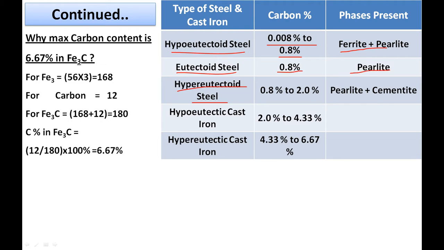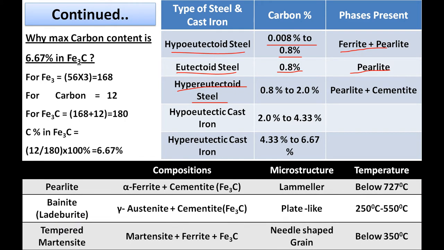And for hypereutectoid steel, the phases are pearlite and cementite. Pearlite means, again as I have told you already, gamma plus Fe3C, and cementite. And these are the hypoeutectoid cast iron and hypereutectoid cast iron.